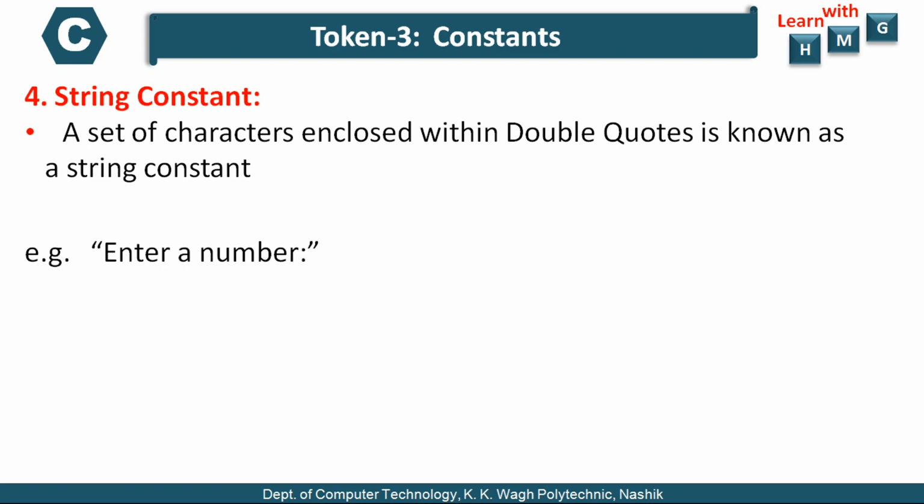For example, here, enter a number, these are the alphabets, in between spaces are there, a colon symbol is there, enclosed in double quotes, it is a string constant. Backslash n within double quotes, string constant. Sum is equal to percentage d, string constant. Double quote a, string constant.